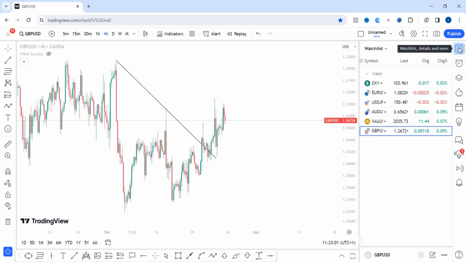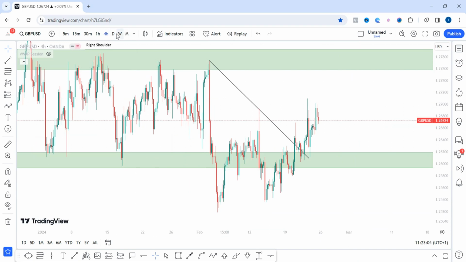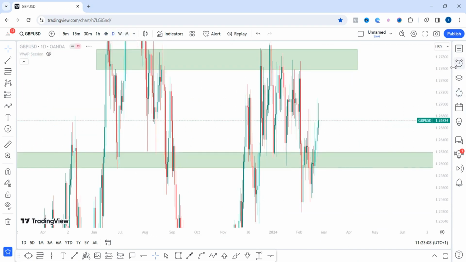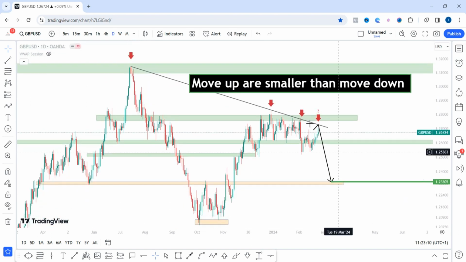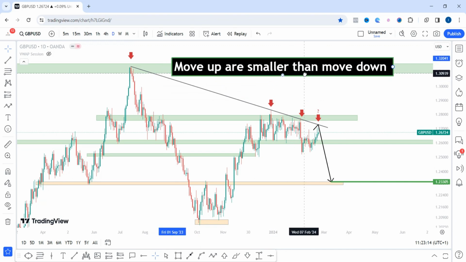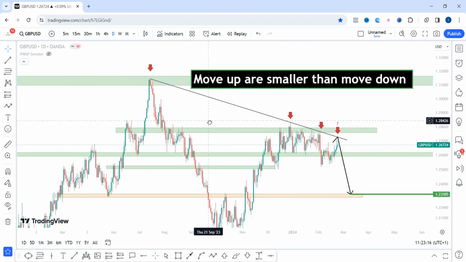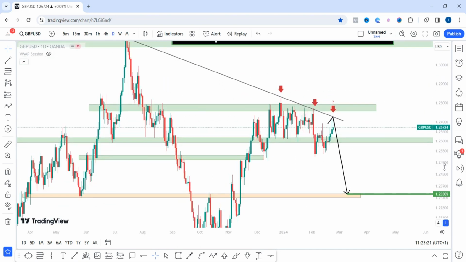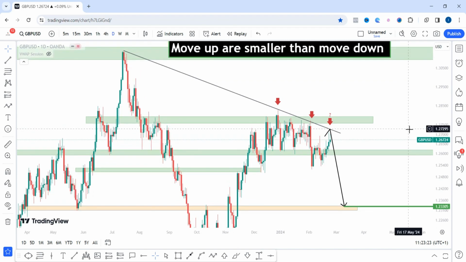GBP USD, I'm going to be sitting on the daily time frame on this one. So let me go to the daily time frame. On the daily time frame on GBP USD, I want you to observe something. I intentionally put this here so that I don't forget to mention this. On GBP USD, price is quite choppy. I'm sympathizing with GBP USD traders right now because price is quite choppy.